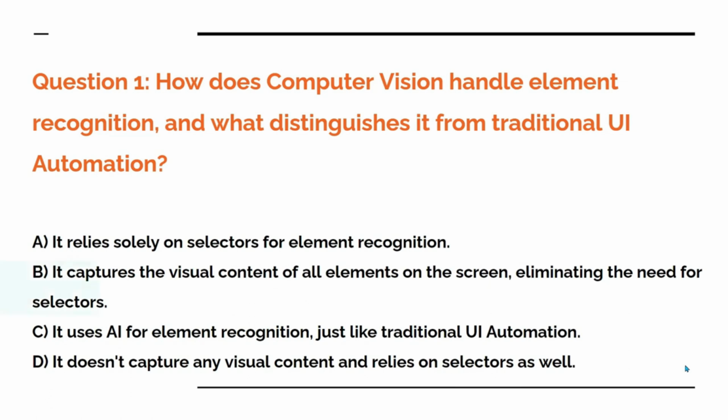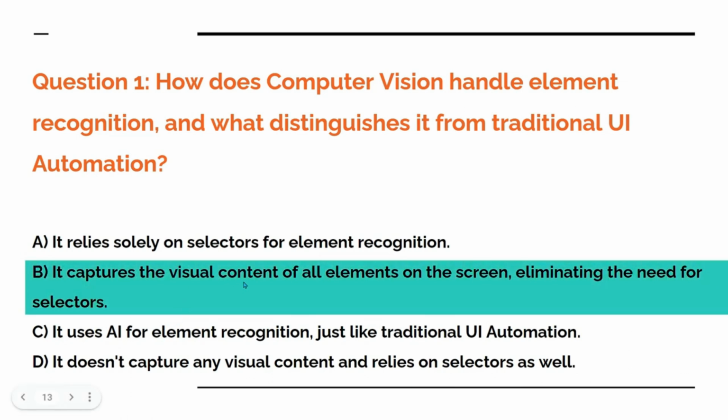Now here the answer is B, okay? It captures the visual content of all elements. So the very first time when we do a CV screen scope, it will capture all the elements that are visually present, eliminating the need for the selectors. This is the appropriate answer.